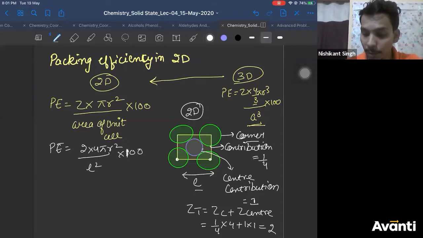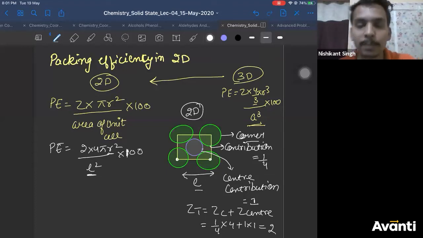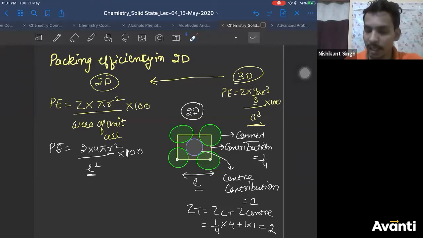But I need to represent my L in terms of R. For that, I should consider those particles which are touching each other. Yes, Pratham, you are 100% right. If it was 3-dimensional, then another layer will be there, and the contribution will be 1/8. Now, we need to find the relationship between L and R. For that, we need to consider those particles which are touching each other.